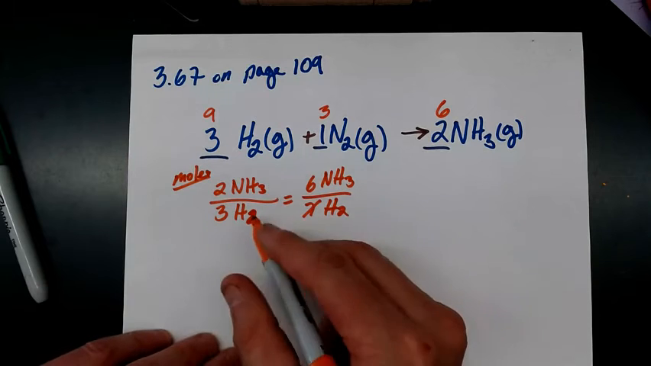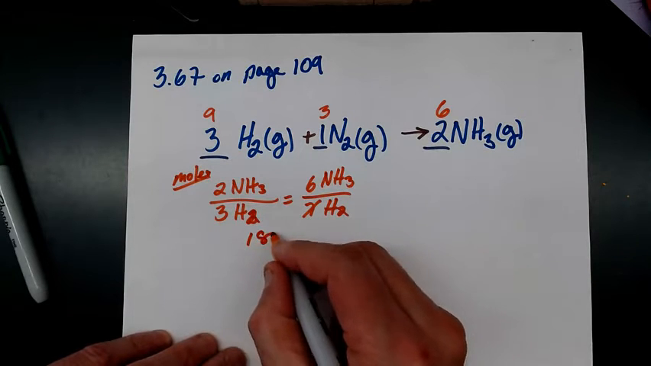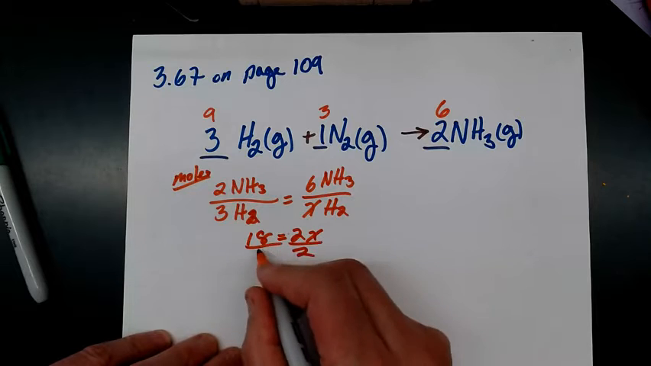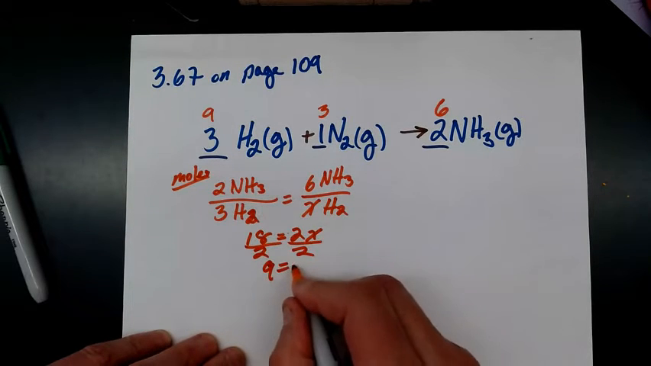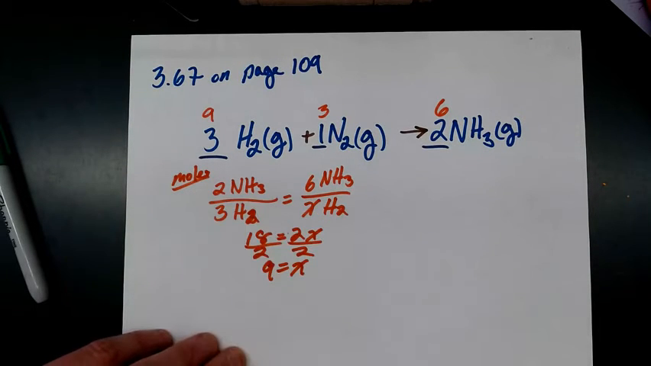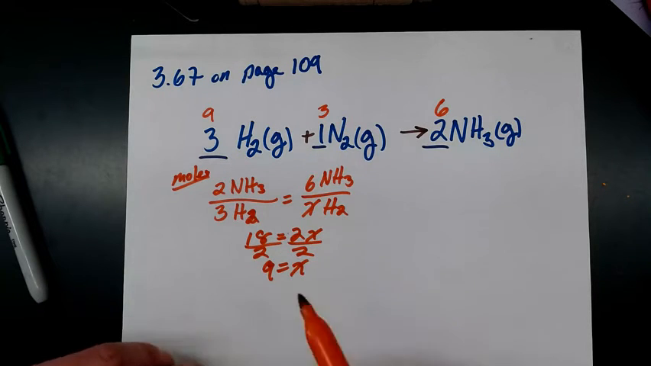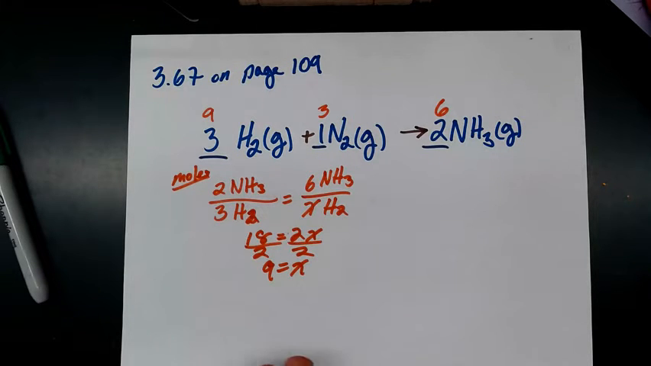So you'd cross multiply and get 6 times 3 is 18, 2x, get x by itself by dividing by 2, so 9 is equal to our x. So that's how we came up with that one. We would do the same thing if we wanted to find the N2. So that is a pretty straightforward one.